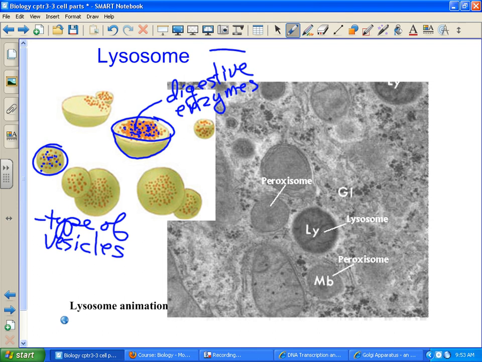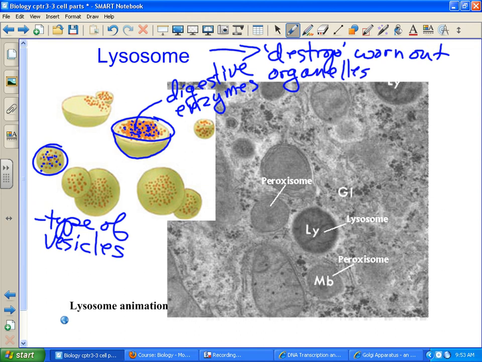Sometimes these will destroy, well, destroy is not a good word because it implies that the matter is gone. It recycles things, but it destroys worn out organelles. So let's say a mitochondria's outlived its usefulness. The cell will send some lysosomes to merge with it and break it up into tiny pieces, and it could be recycled. Sometimes these can destroy the whole cell.